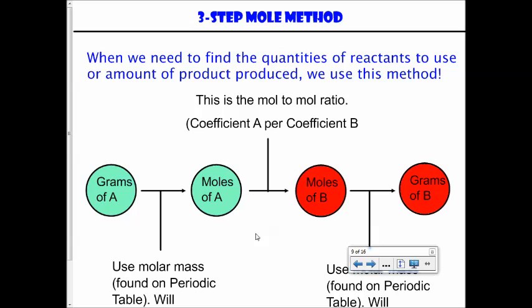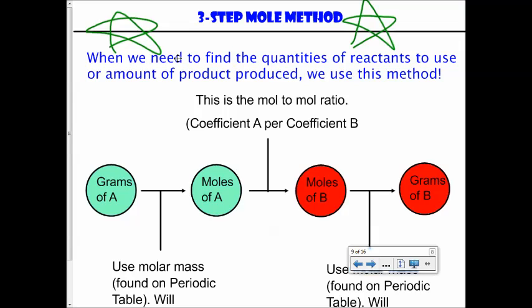All right. When we need to find the quantities of reactants to use or amount of product produced, we use this method. If I were a young high school chemistry student, I would add some big old stars to this page. Probably the biggest stars you have ever added in your entire life. Because this is by far the most important page that you will ever use for this unit.